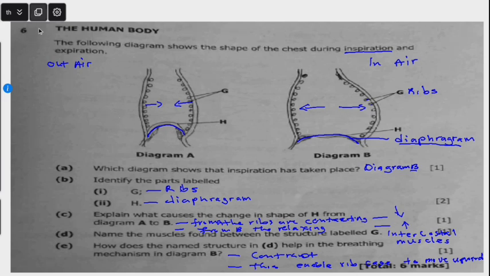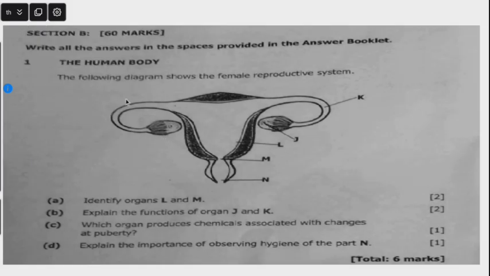So let's also look at the second question. This one is also coming from the human body, and specifically the female reproductive system. It says the following diagram shows the female reproductive system. You need to know the parts first for you to answer these questions. Even if they haven't asked us about this part here, you just need to know it. This one is called the placenta, and this one is called the oviduct.